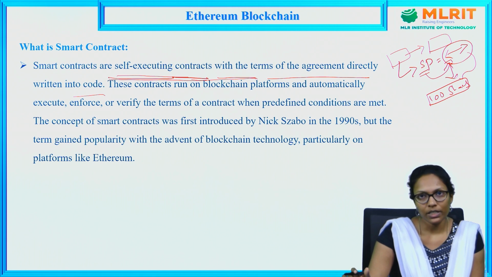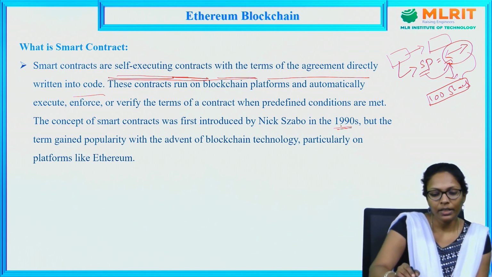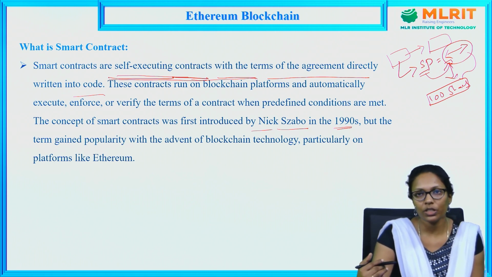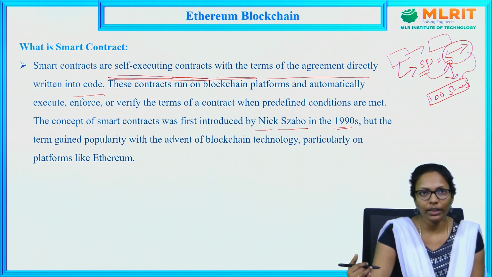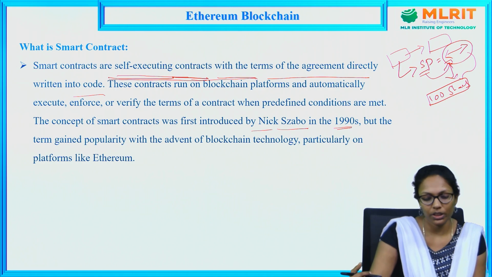Without human intervention. The smart contract concept was introduced in 1990 by Nick Szabo. The concept existed previously, but along with blockchain, it has gained more popularity along with the blockchain technology.